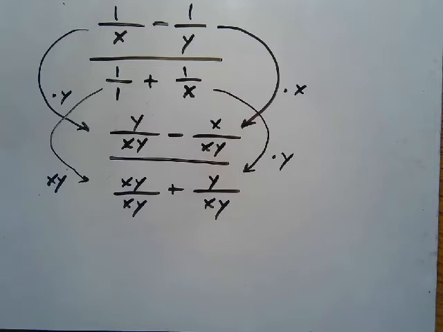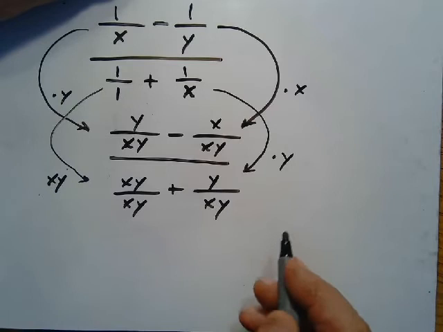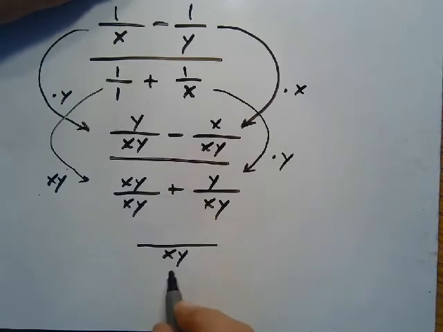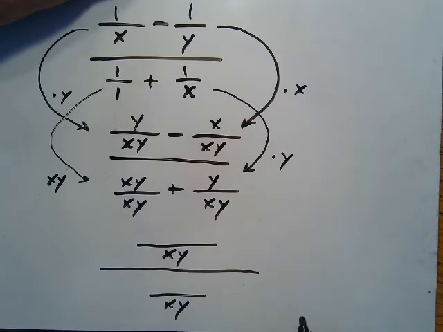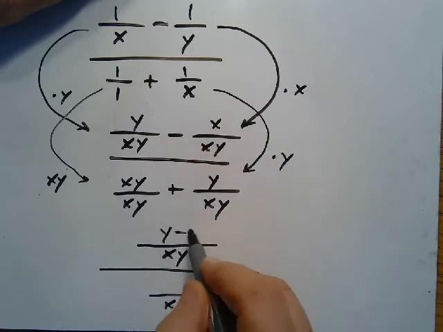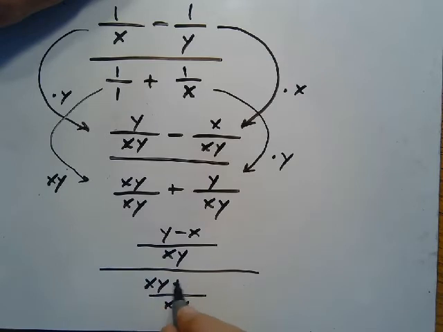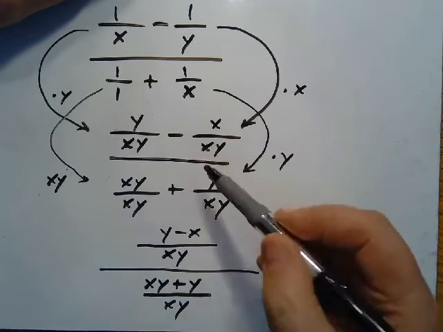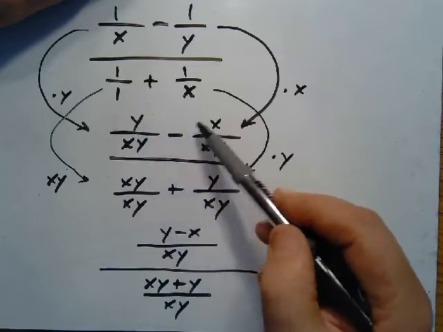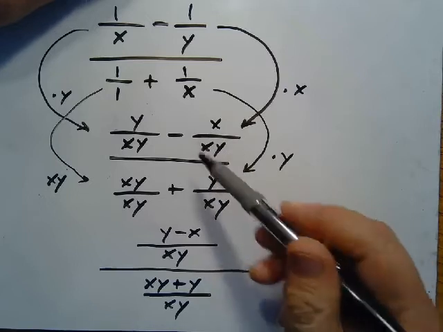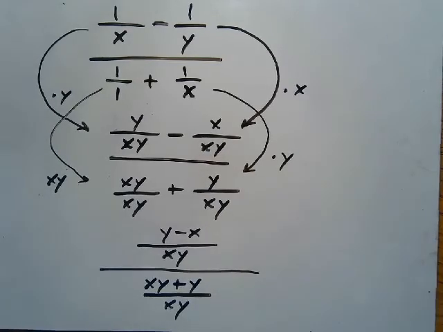Now, we can combine these terms because we have all common denominators. So on the top, I'm going to have a denominator of xy, and on the bottom, I'm going to have a denominator of xy. On the top, I got y minus x, and on the bottom, I've got xy plus y. Now notice what I did is I added the numerators here. y minus x is right here, and xy plus y. So I've rewritten this with the new denominators.